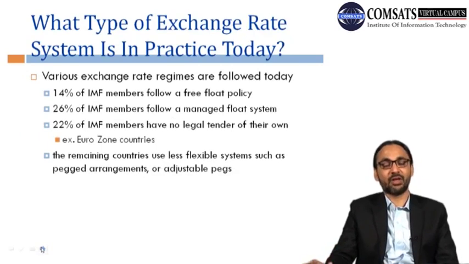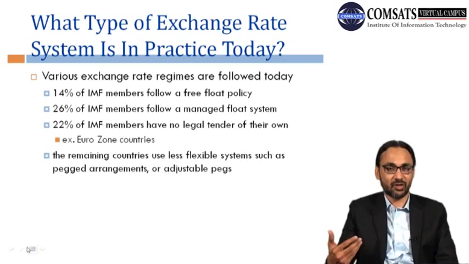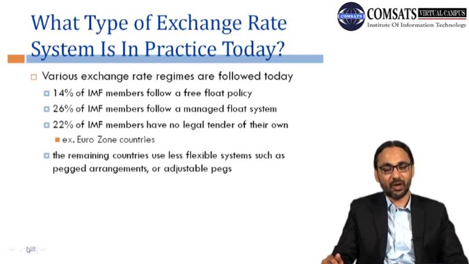What types of exchange rate systems are being observed in the current period by different countries? The first one: 14% of IMF members follow a free float policy. 26% of IMF members follow a managed float system. 22% of IMF members have no legal tender of their own, like the Eurozone countries. The remaining countries use less flexible systems such as pegged arrangements or adjustable pegs.